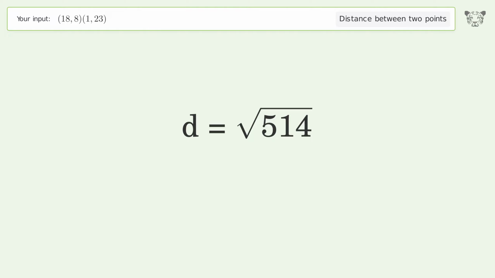And so the distance between the 2 points is the square root of 514, or 22.672.